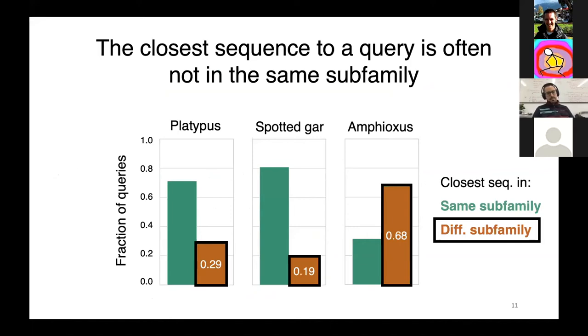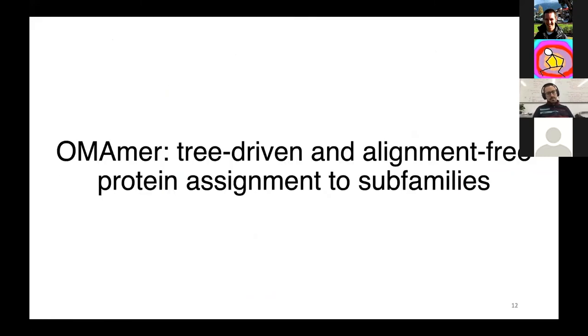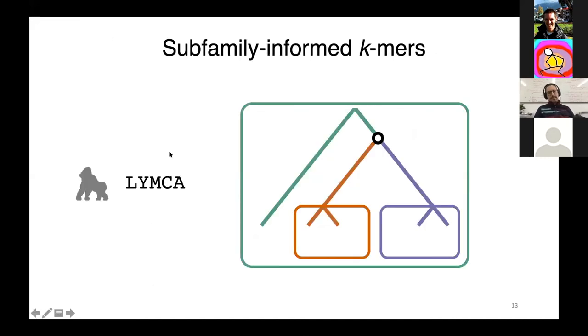To address that problem, we have developed a new method, which is OMAMER, and it uses some phylogenetic information and also an alignment-free measure and tries to make more precise assignments. Here I will show you the key algorithmic idea behind this method. The goal, given a query, is to find out where in a reference hierarchy of family and subfamily it has diverged from, whether from the green, the orange, or the purple branches here.